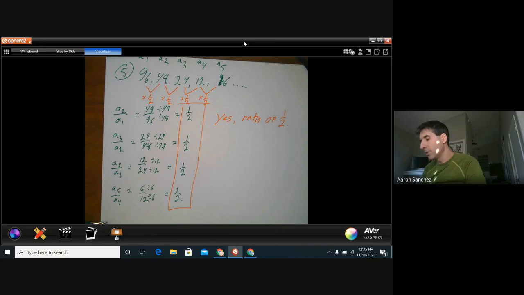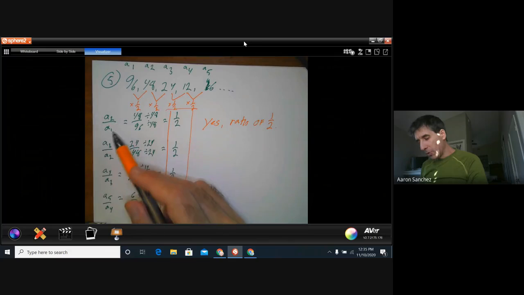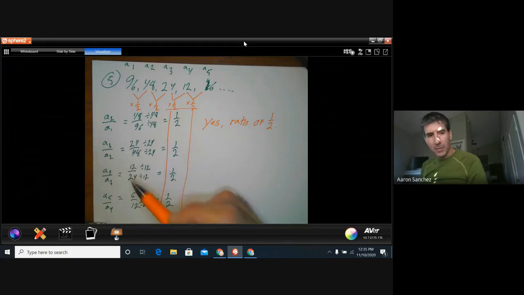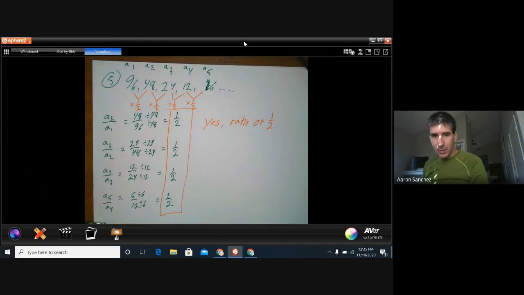That's all you have to do for those. Just set it up, divide the one after by the one before, and repeat for each pair. And then if they're the same, then it's a geometric sequence. Are there any questions on that?